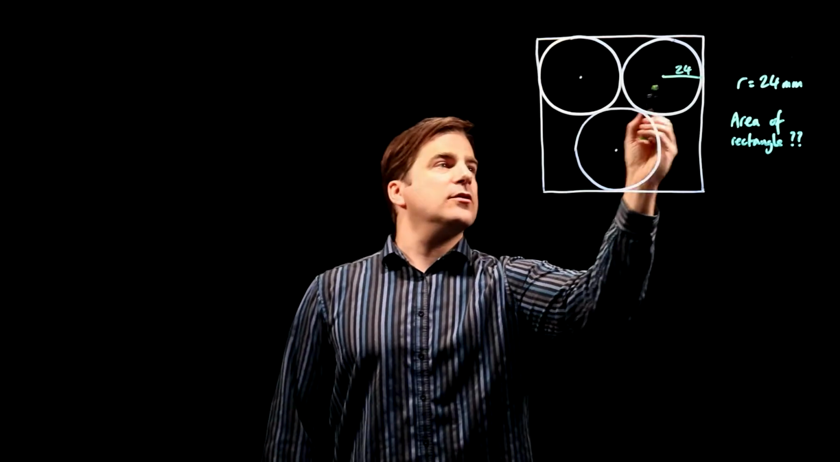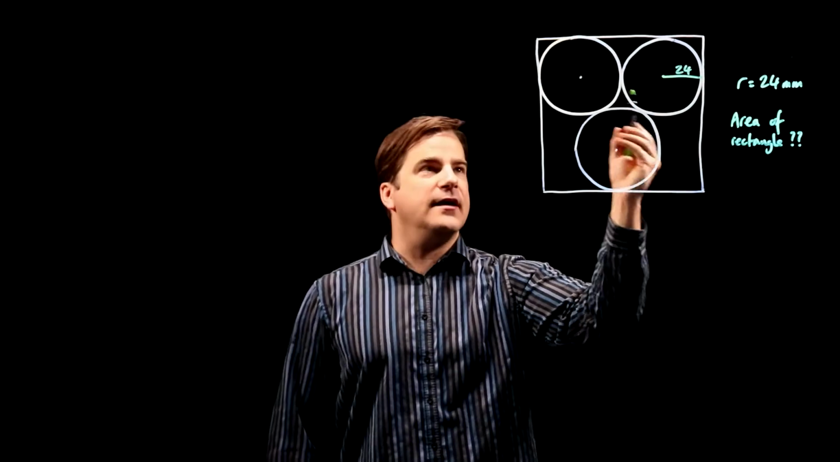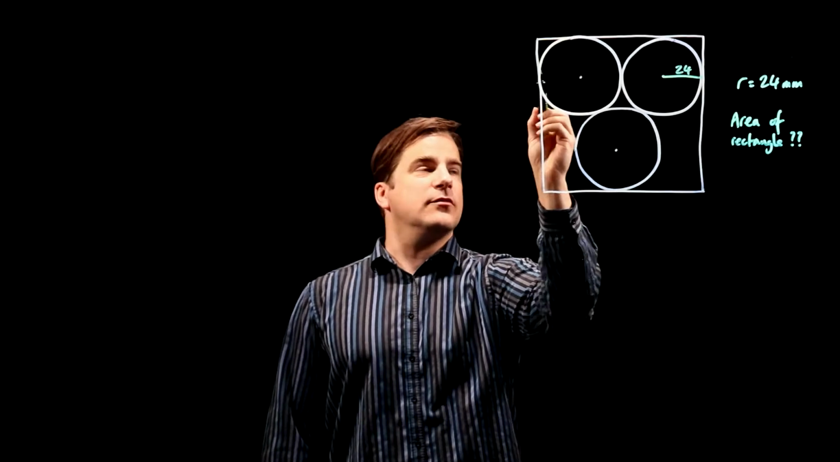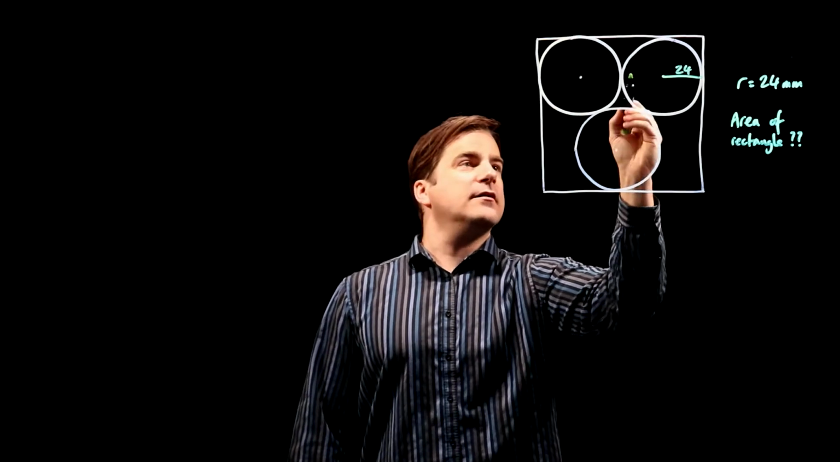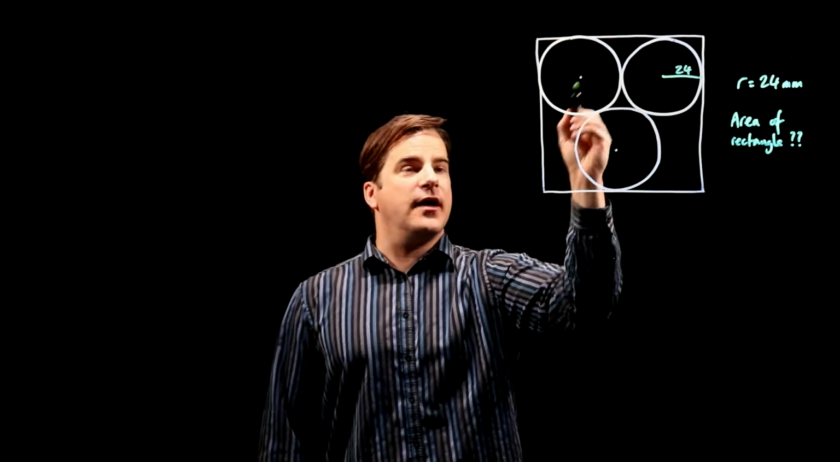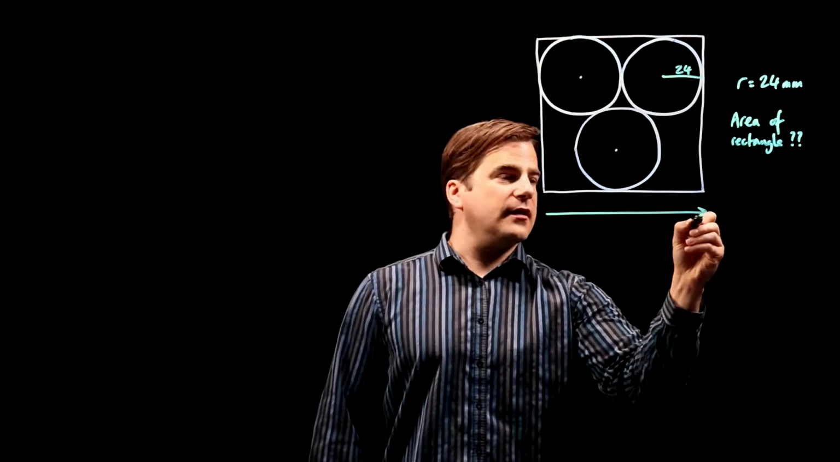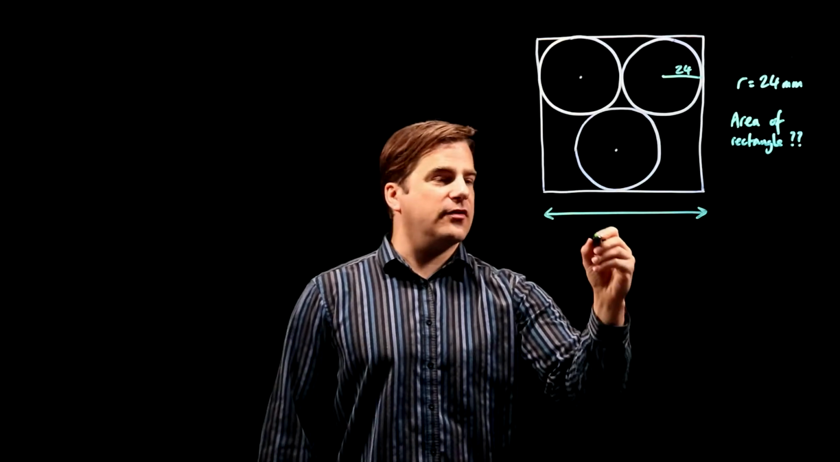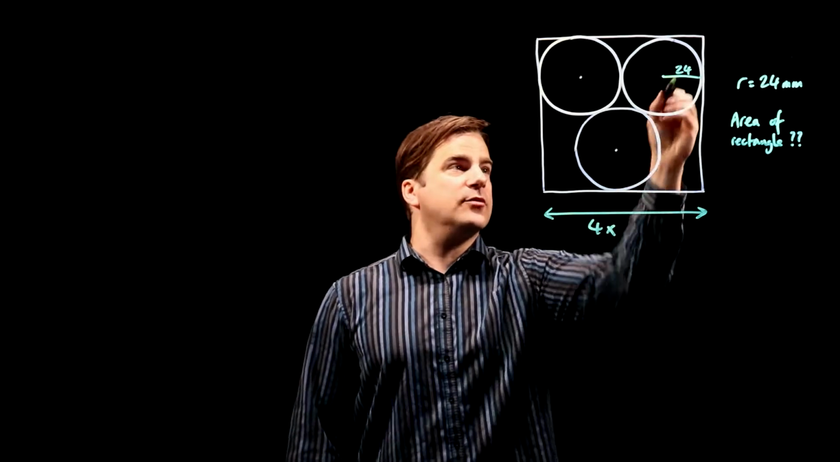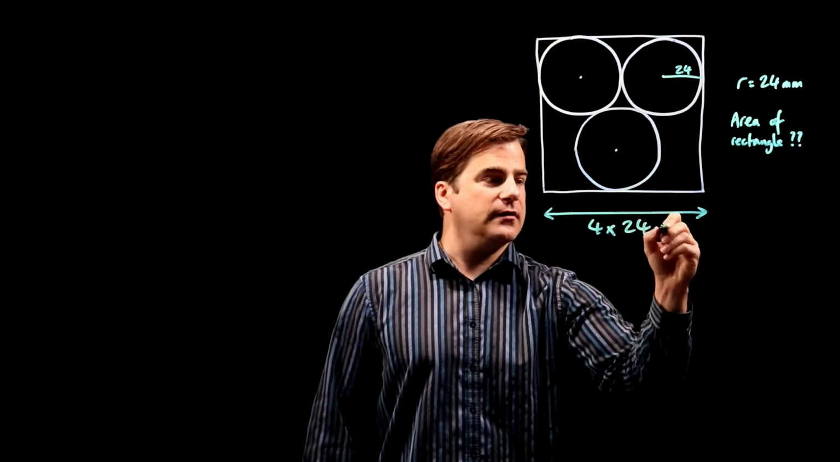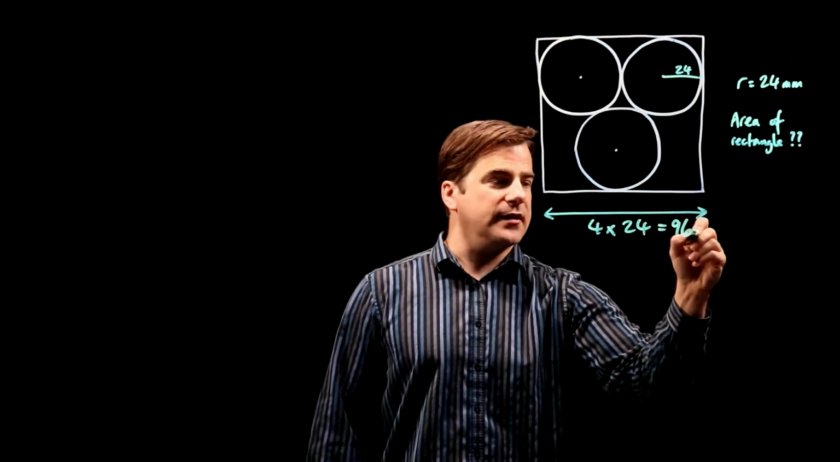Because look, we've got 4 radii from one side to the other. One there, one there, one there, and one there. Okay. So straight away we can say that the width is just 4 times 24, okay, which is 96 millimeters.